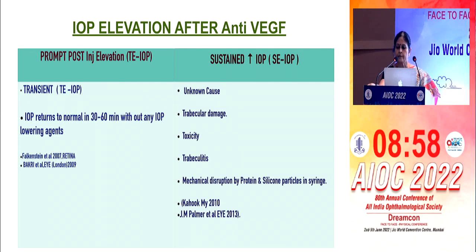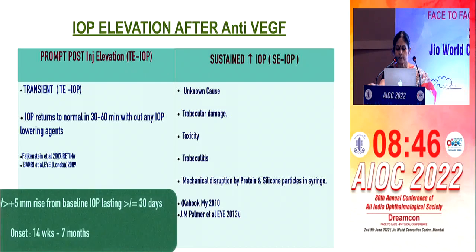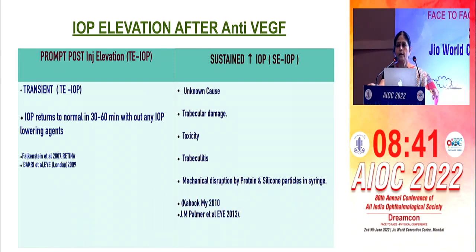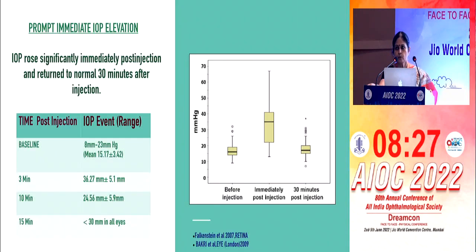In contrast to that, we have a group of patients who develop a sustained increase in intraocular pressure because of various factors, some of which are known and some of which are unknown. And this sustained elevation of intraocular pressure could be defined as an IOP which is more than 25 millimeter of mercury, or a 5 millimeter increase in intraocular pressure from the baseline value, the value we started with before giving the intravitreal injection, or when there is a 5 millimeter difference between both the eyes. As we go through the talk, I will try to elaborate on the various mechanisms which are responsible for both the transient as well as the sustained elevation in intraocular pressure.